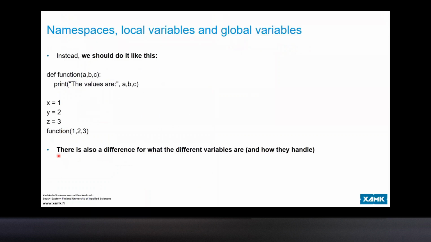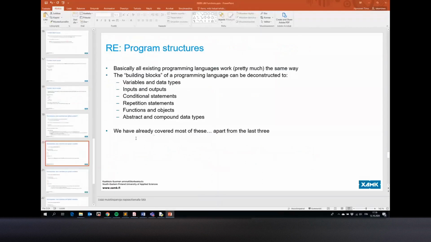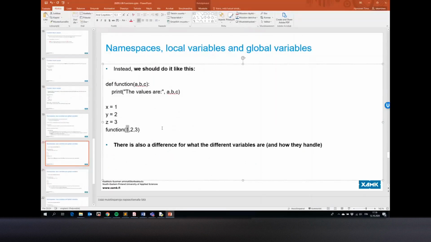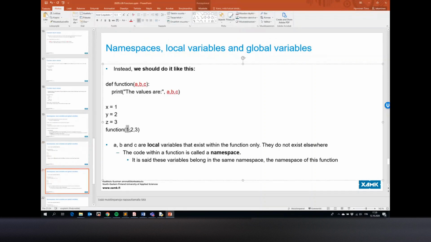There is a slight difference in what these different variables are and how they are handled. Actually, there is a little bit of a mistake in this code. That's supposed to be x, that's supposed to be y, and this is supposed to be z. And the same thing repeats on the following slide as well: x, y, z.